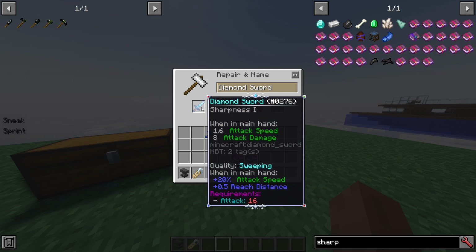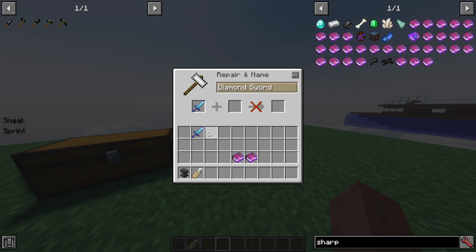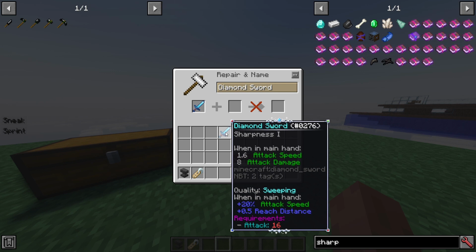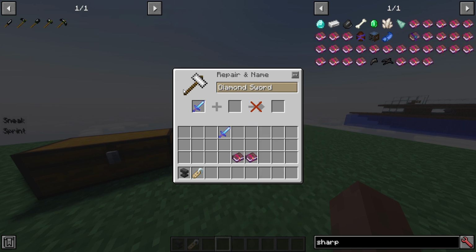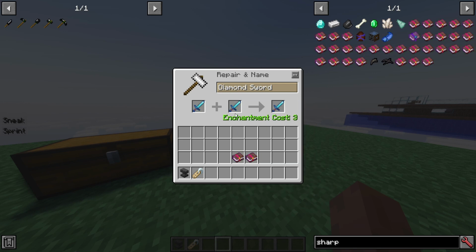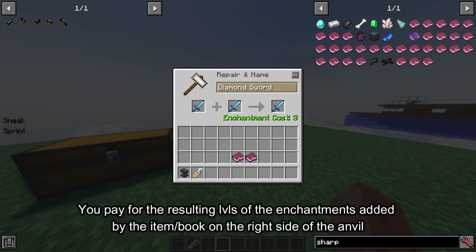Now the other way around. We already have sharpness 3. We put in sharpness 1. This doesn't change anything about this. Maybe we wanted to add other enchantments on this sword, and this was just a byproduct. How much do we pay? 3 levels. Usually people say you pay for the enchantments on the right side of the anvil, but the more exact thing to say is you pay for the resulting levels that the right side of the anvil provides.